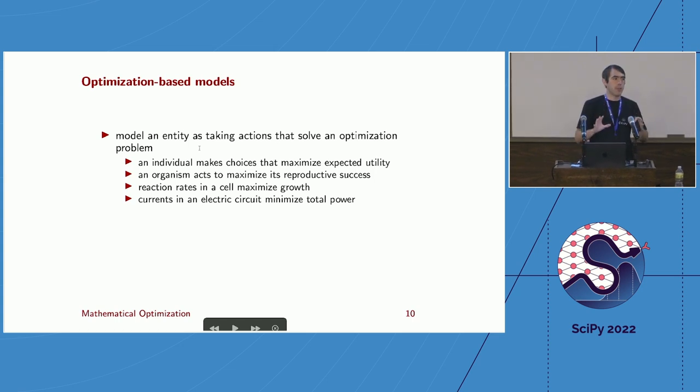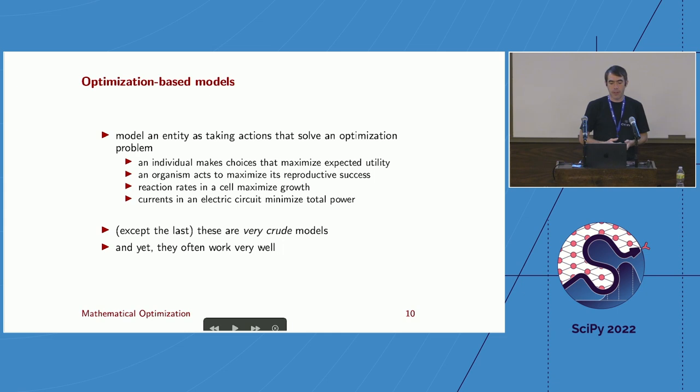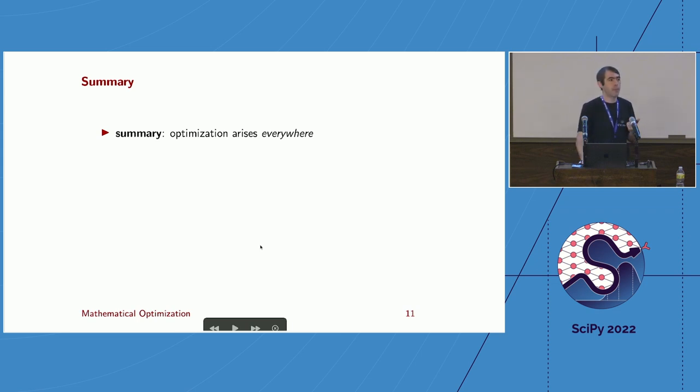Optimization-based models are where you have some agent and you model the agent as taking an action that optimizes some function. For example, in economics, you have this idea of agents maximizing their expected utility. They're solving this optimization problem. In biology, you have this idea that organisms are maximizing their reproductive success. You could say there are certain models of cells where reactions are running to maximize the growth of the cell. And then you have applications in physics too, for example, an electric circuit minimizing total power, with the current being chosen, quote unquote, to minimize total power. Often these are very crude models, but as you perhaps know, crude models can be extremely effective, and they can work very, very well in practice. So the key takeaway here is that optimization arises in pretty much any area that you could imagine. I could have gone on with more.